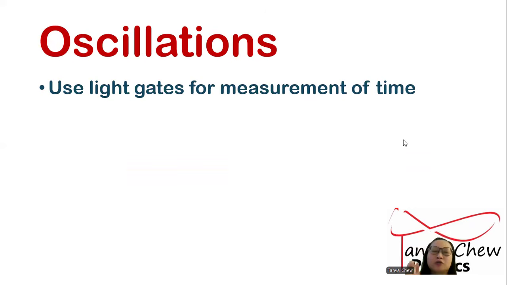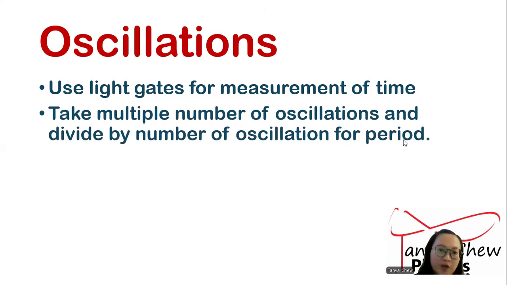Instead of using the stopwatch to measure the time, we could use light gates, which are connected to a data logger. So light gates are like a sensor. You have two light gates. When the pendulum bob, for example, oscillation of the pendulum bob, passes through the first light gate, it will start the timer. Passing through the second light gate, it will stop the timer. So light gates are used to measure the time.